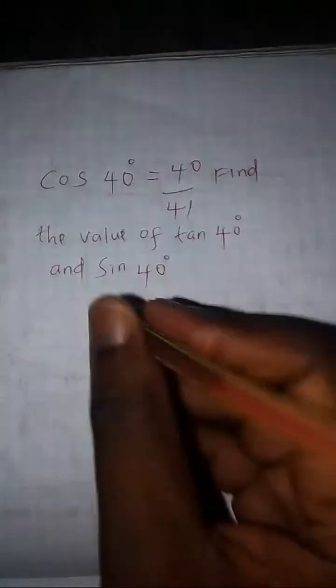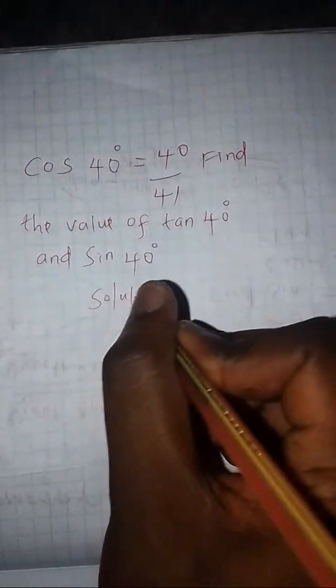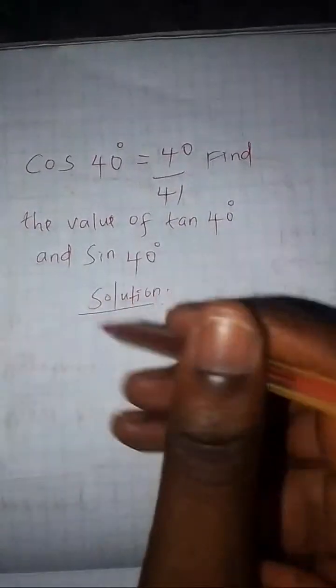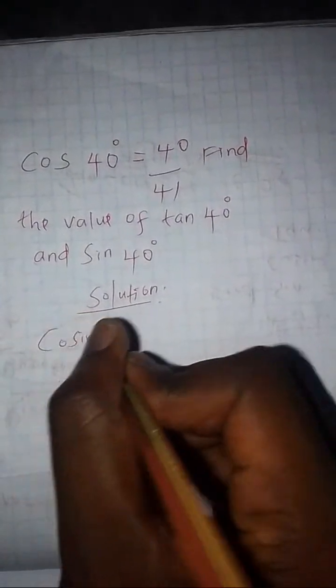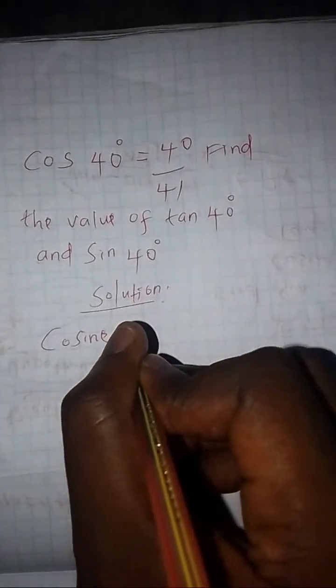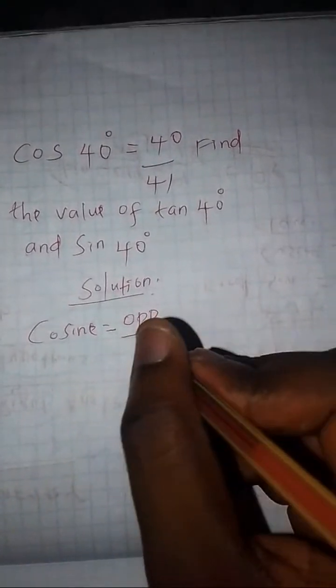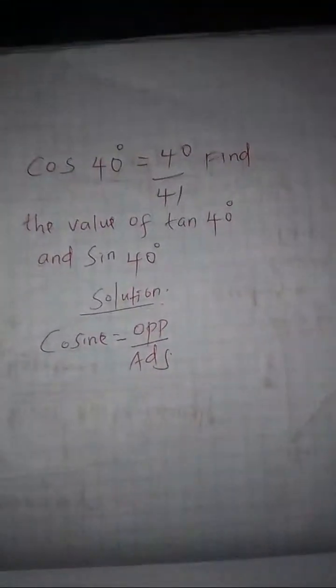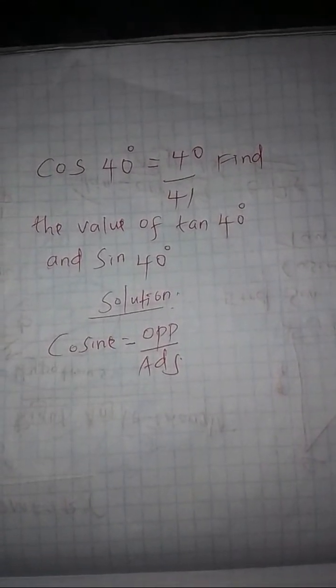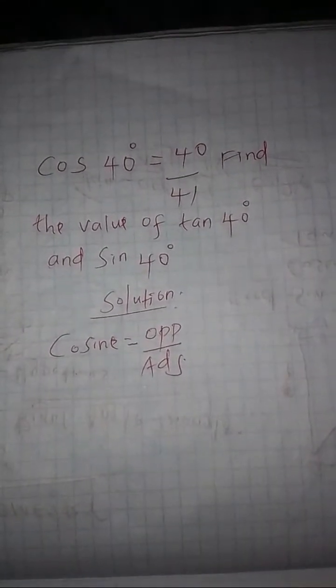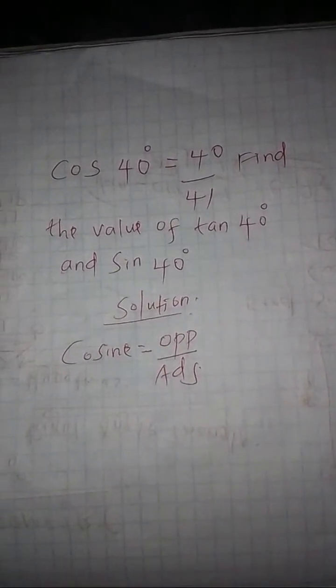So how do you go about this? Now, here is the solution. Let's now work it out. We shall talk about the cosine of an angle, because we are majorly asked about the cos. So the cosine of an angle is equal to the formula you knew, opposite over adjacent. Let us confirm.